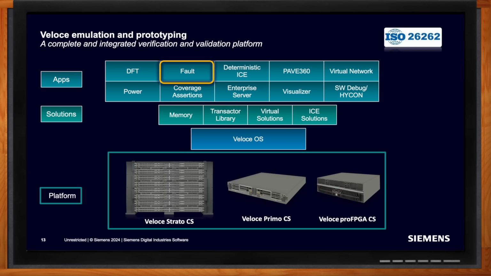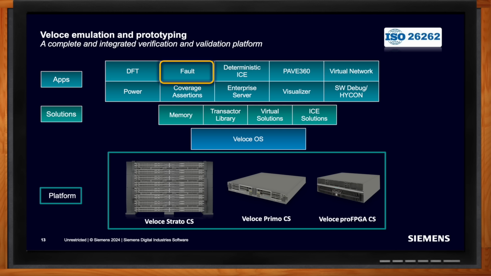In the middle is the Veloce Primo. That is an enterprise prototyping system that is an off-the-shelf AMD VP1902 FPGA. It's much faster than the Strato CS, but it gives you that runtime to be able to more quickly validate that your software is working. Whereas the Strato CS is really designed to, as part of your design bring up, to make sure that the design, the logic is working.